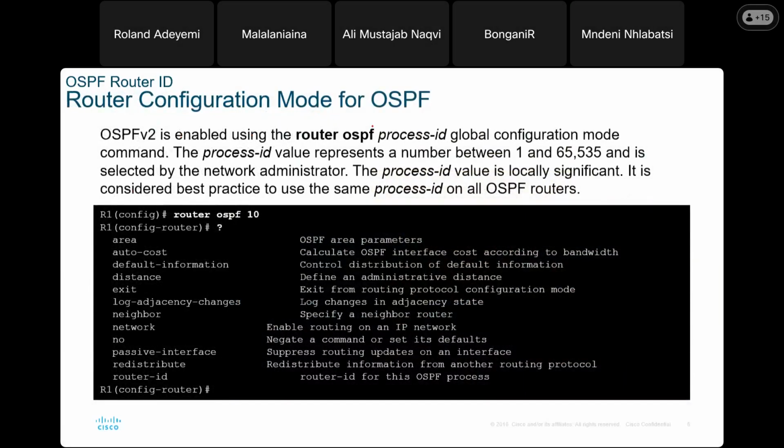Router configuration mode for OSPF. How do we configure OSPF? OSPF version 2 is enabled using router ospf, take note, process ID. Router ospf process ID at your global configuration mode.